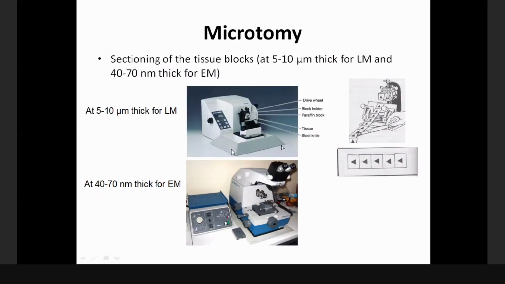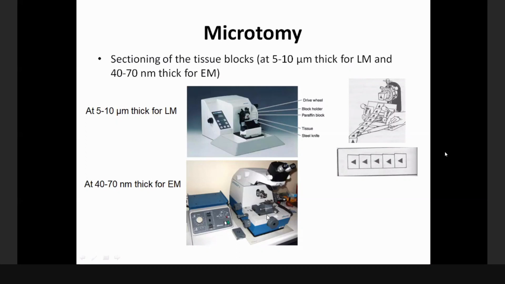Here you can see the machine for cutting, known as a microtome, for the process of microtomy. Here is where our tissue block is fitted. Here is a knife, and there are regions where you can adjust the thickness. This is, for example, a microtome known as rotary, because when you rotate it, you bring the tissue against the knife, and the knife makes the slices.